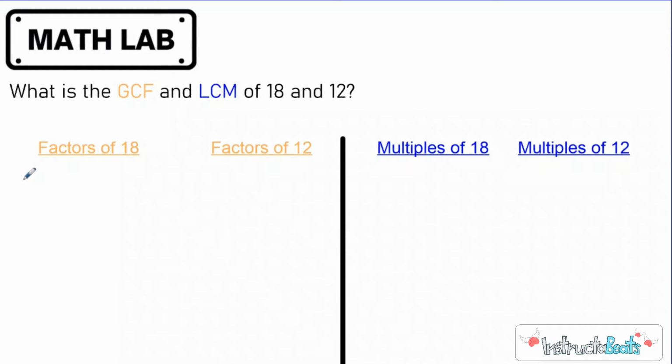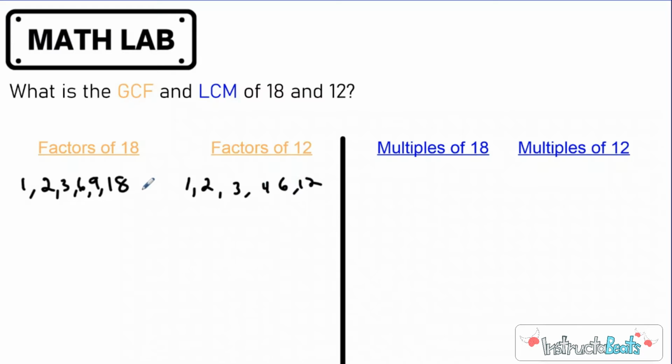So factors of 18, right? We have 1 and 18. And then we have 2 and 9. And then we have 3 and 6. Okay, use my commas right there. Factors of 12, we just talked about those, right? That'd be 1 and 12, 2 and 6, 3 and 4.